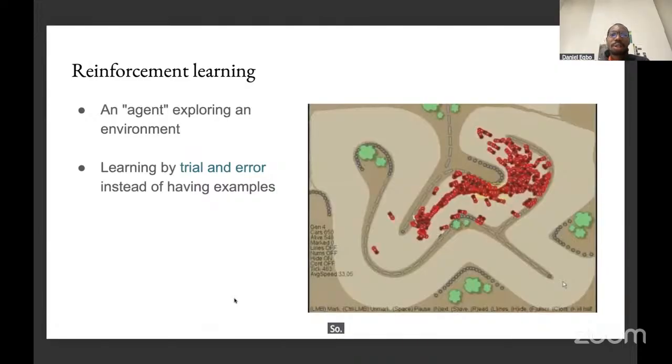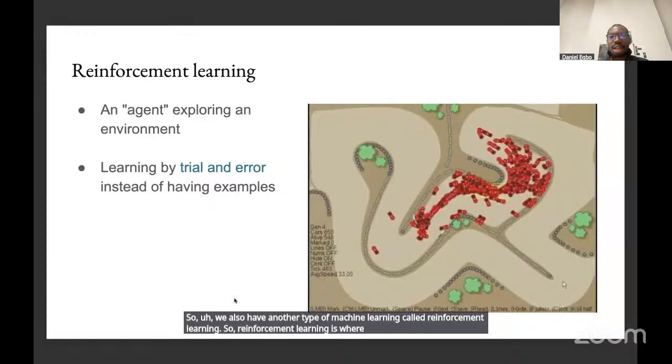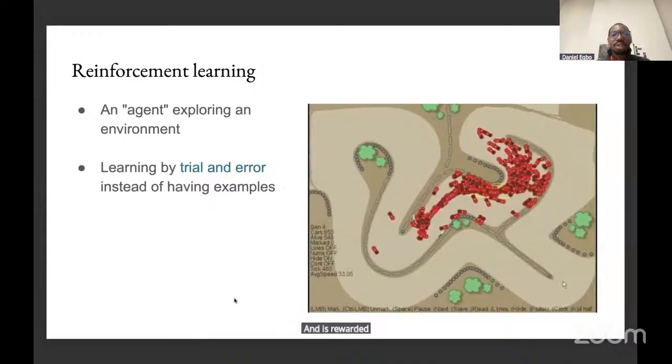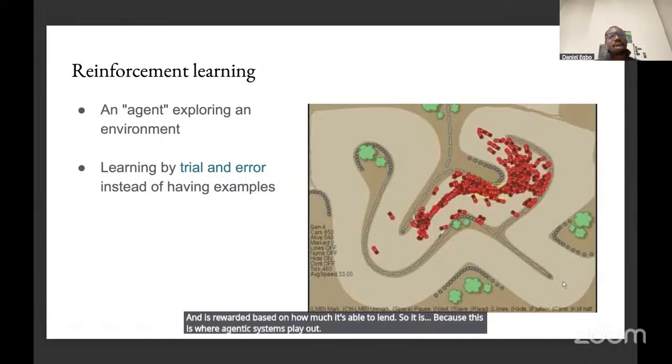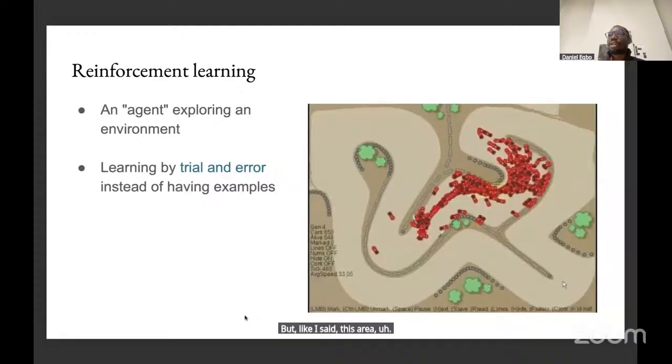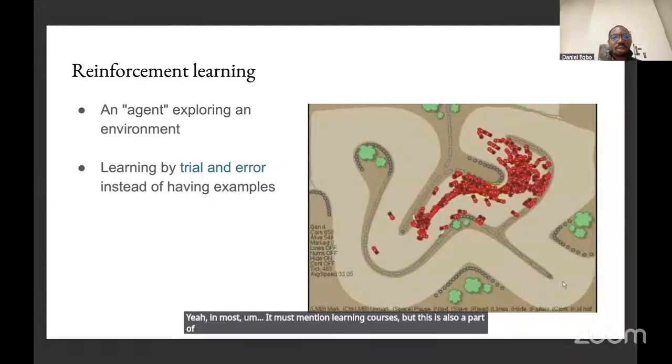So we also have another type of machine learning called reinforcement learning. Reinforcement learning is where, I think, it follows a game theory where you allow the computer to explore the data set and see how much of it can learn by itself, and it is rewarded based on how much it's able to learn. So this is where agentic systems play out. But like I said, this area is not usually talked about a lot in AI or in most machine learning courses, but this is also a part of machine learning. So it keeps learning by trial and error.